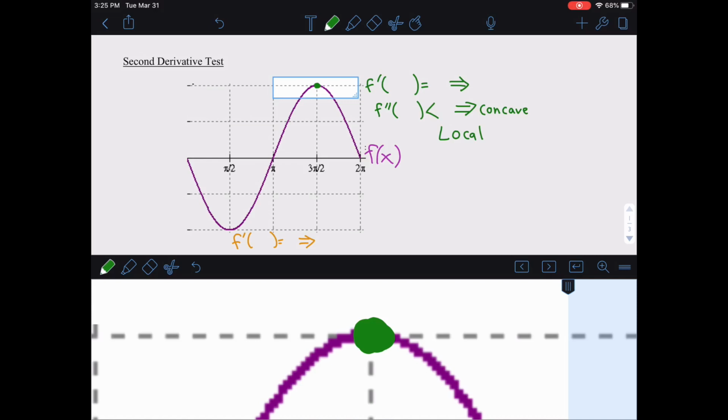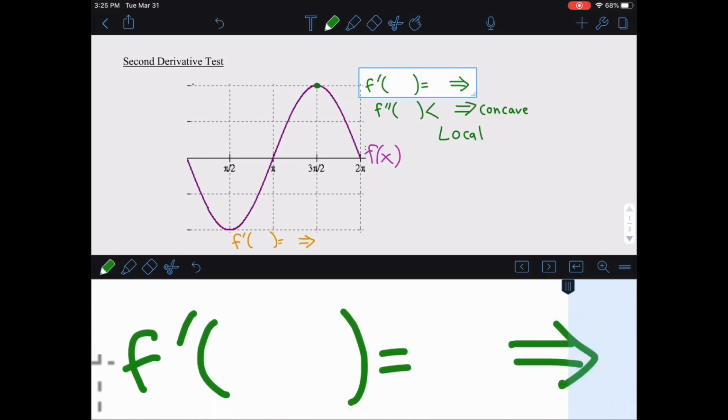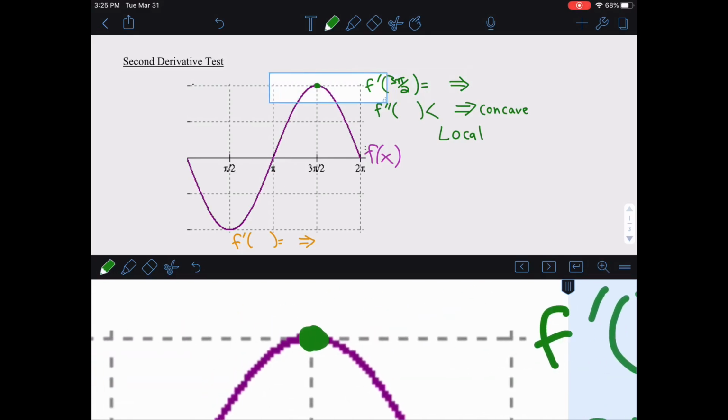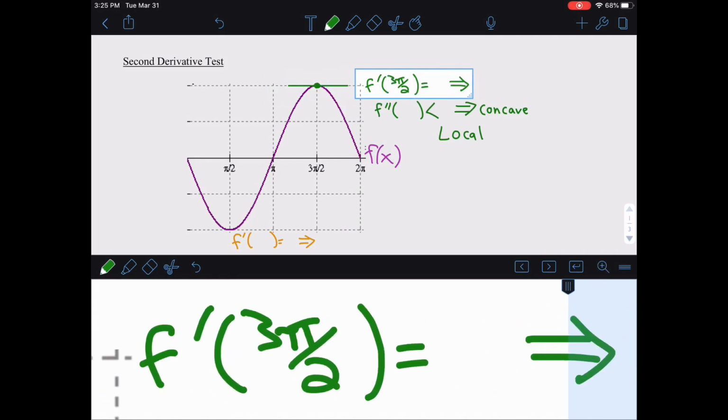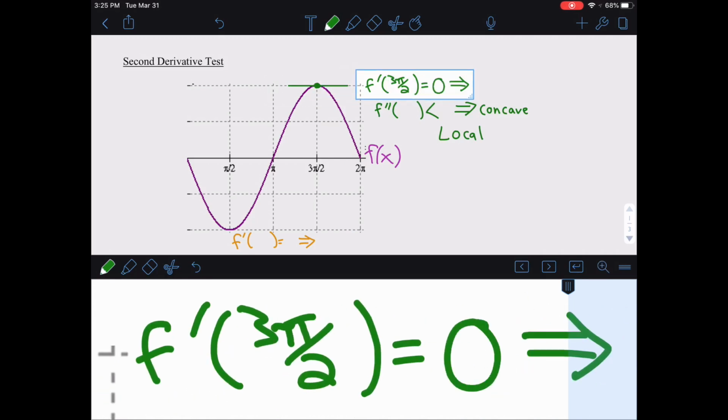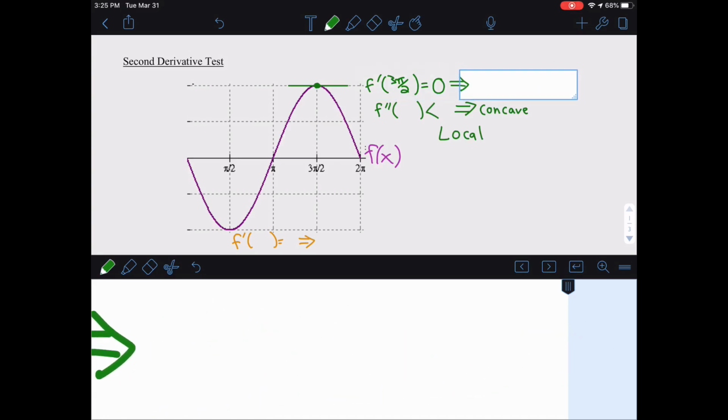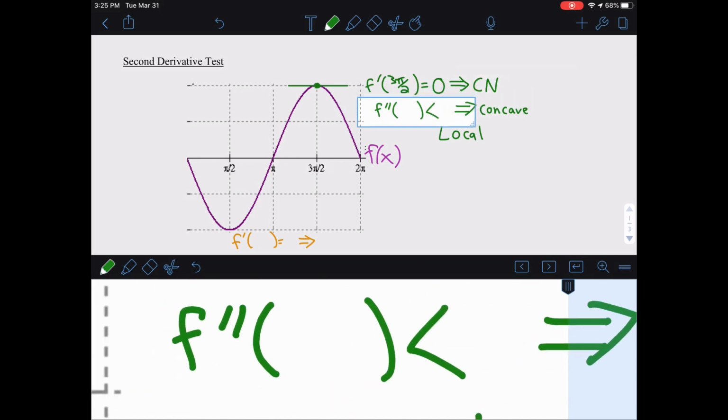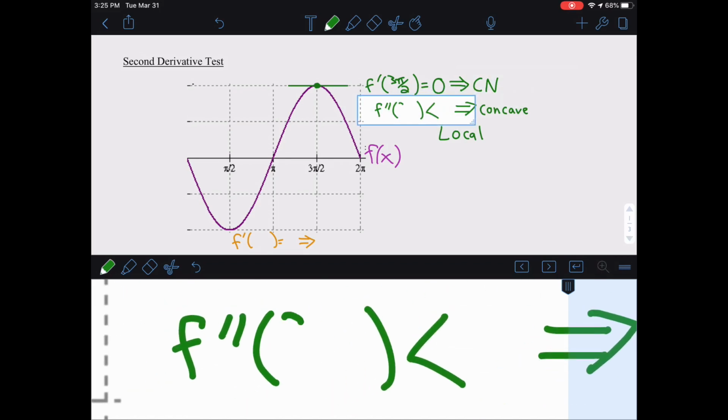The first thing, again, critical number comes first. What is f prime of 3 pi over 2? If I draw a tangent line here, the slope of it is 0. f prime of 3 pi over 2 is 0. That means there's a critical number here. Secondly, what is f double prime at 3 pi over 2?